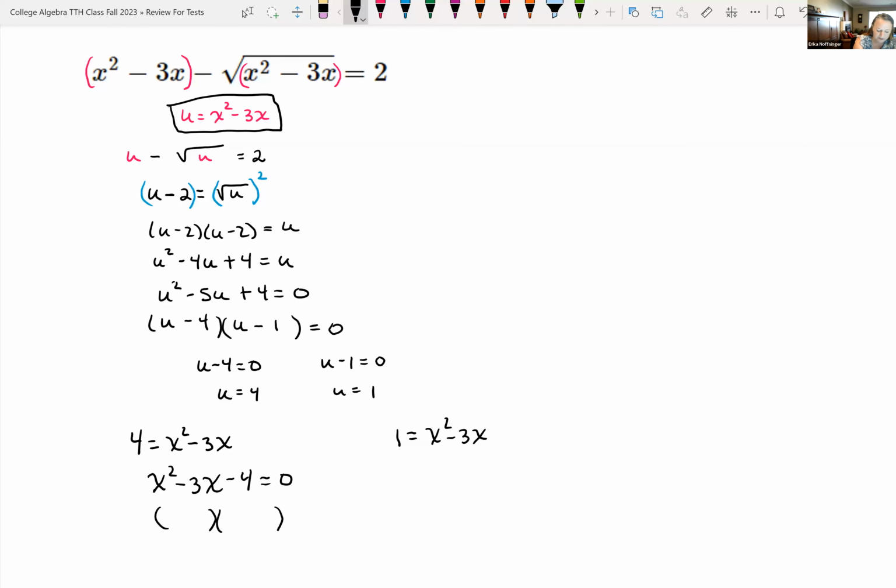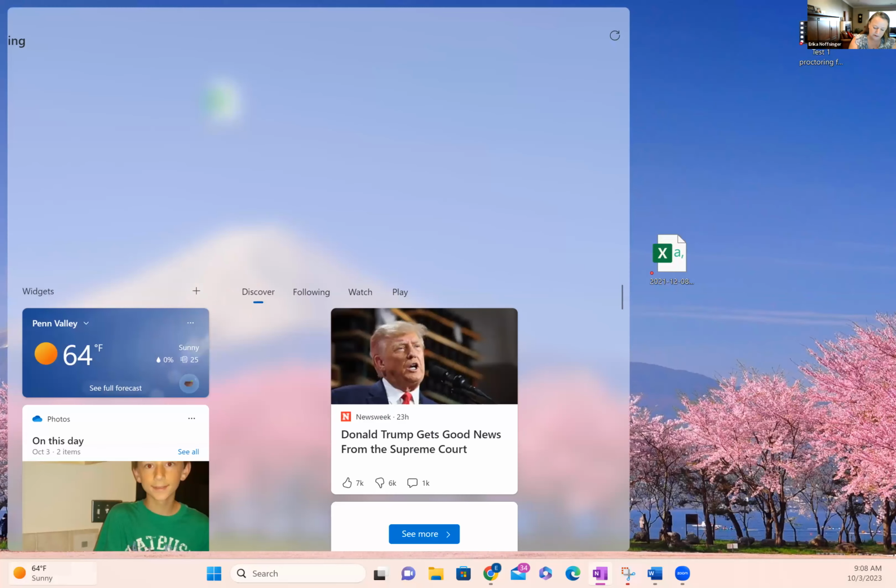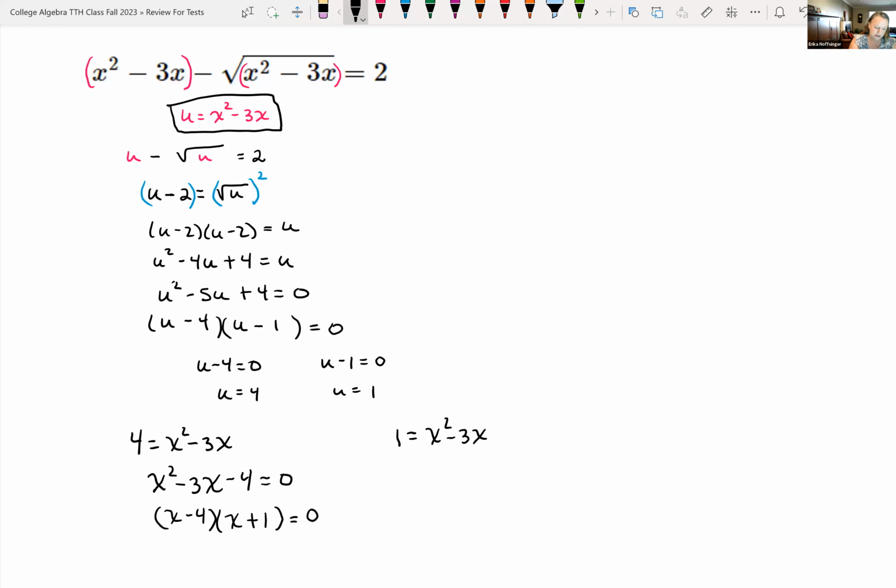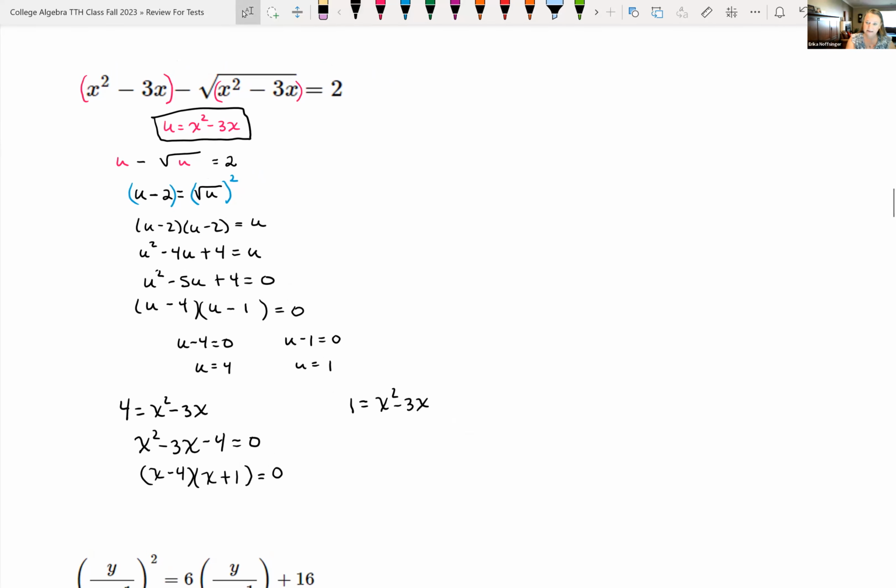There are two numbers that multiply to negative 4 and add to negative 3. So we can factor this as x minus 4, x plus 1. Oops. So in that case, let's see.